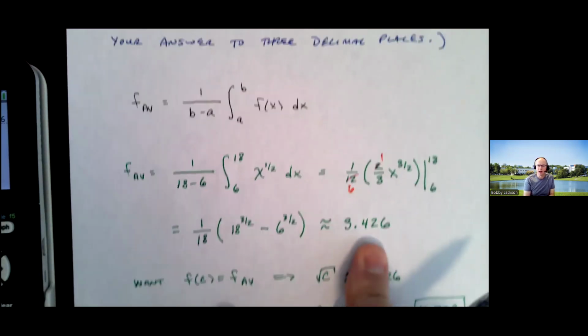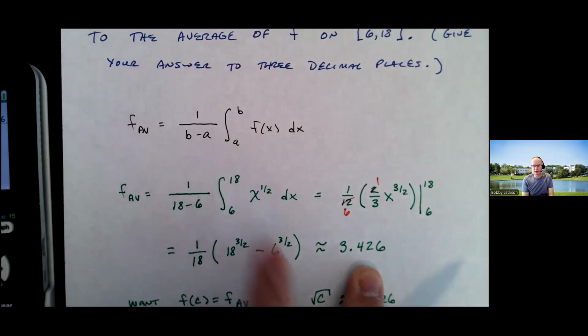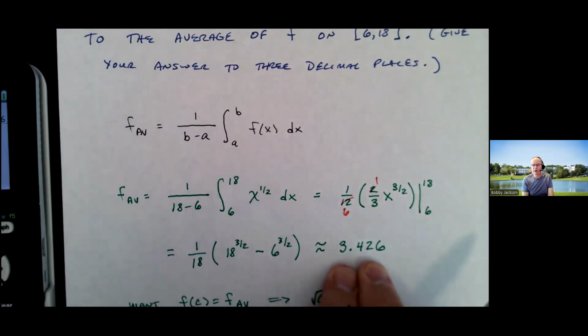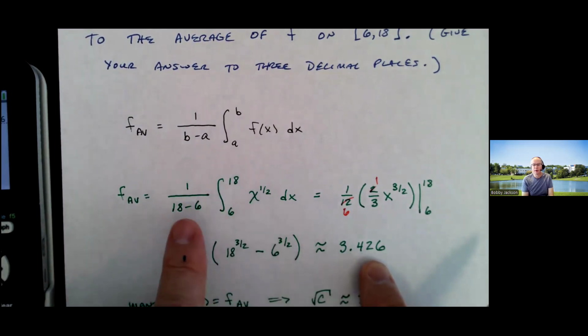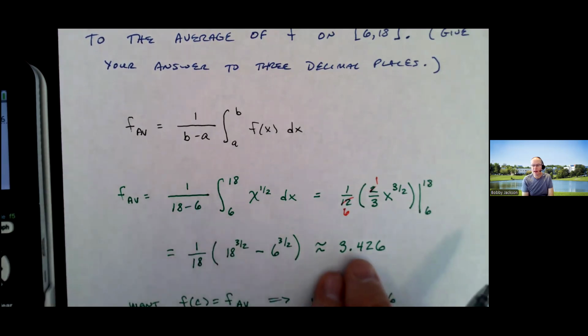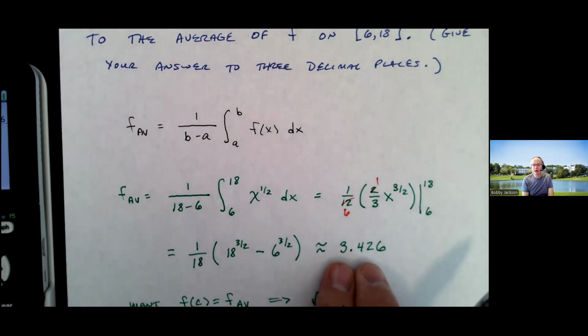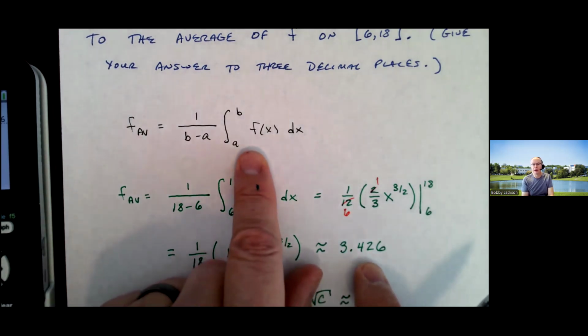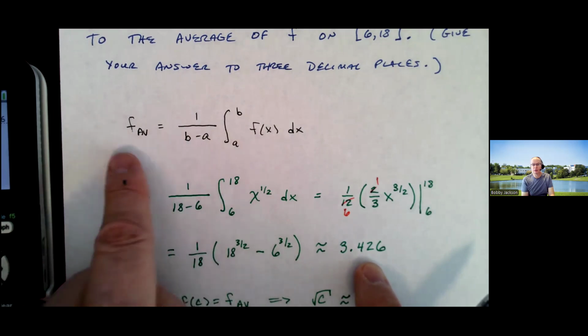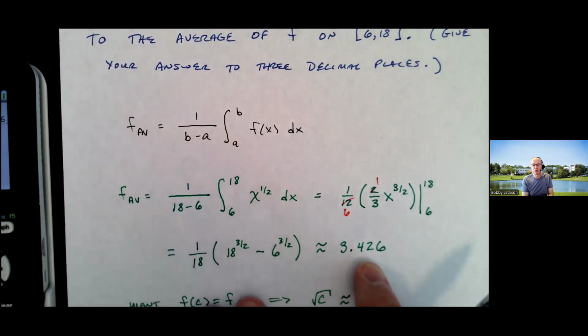Essentially, in a graphical interpretation of the average value, if we graph this constant function, about 3.426, from 6 to 18, the area under that constant function, which would just be a rectangle, the area of that would be equal to the integral from a to b of the function f of x, because I can just multiply both sides of this by b minus a, and I can see that relationship.